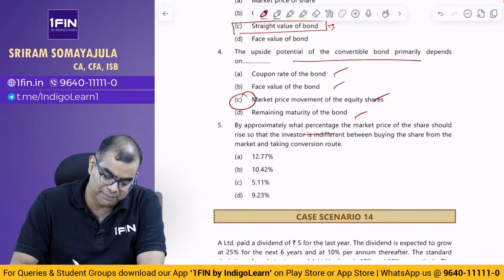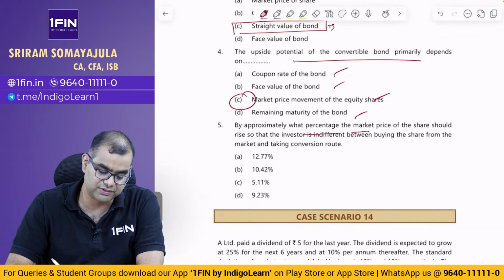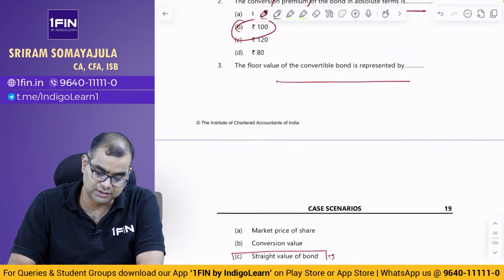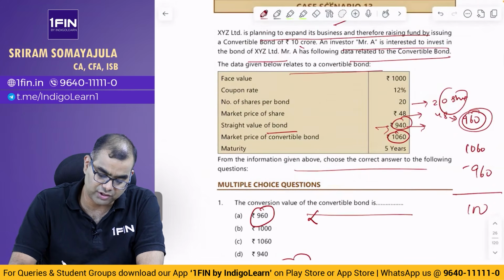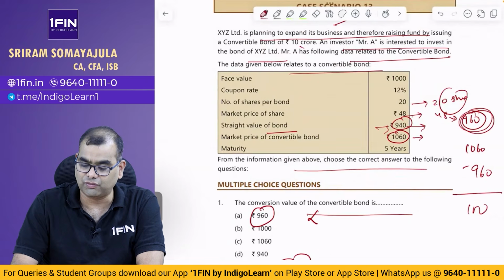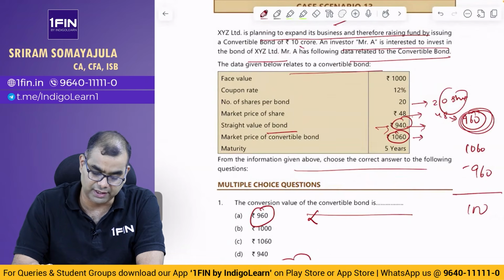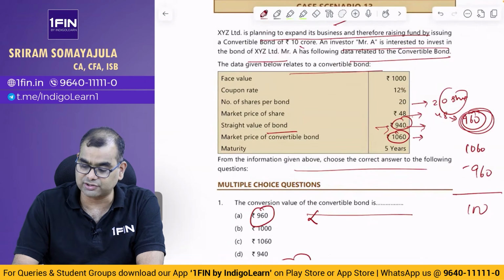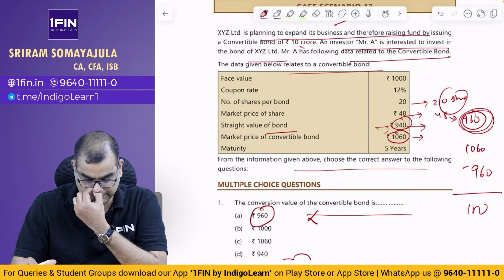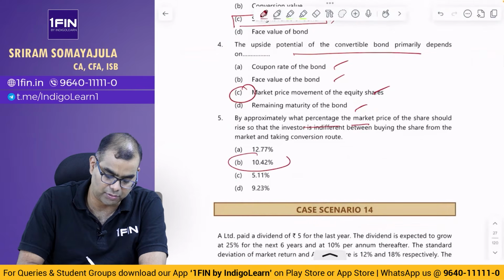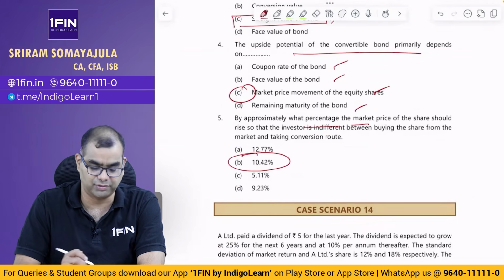By approximately what percentage? So the investor is indifferent between the share from the market and taking the conversion route. So currently the share price is 48 and you are getting it at 960, whereas the market price of the bond is 1060. So 1060 divided by 20. So the share price should go up to 53 from 48. So 53 by 48 minus 1 is 10.416%. So answer is 10.42%, 10.416 or 10.42.